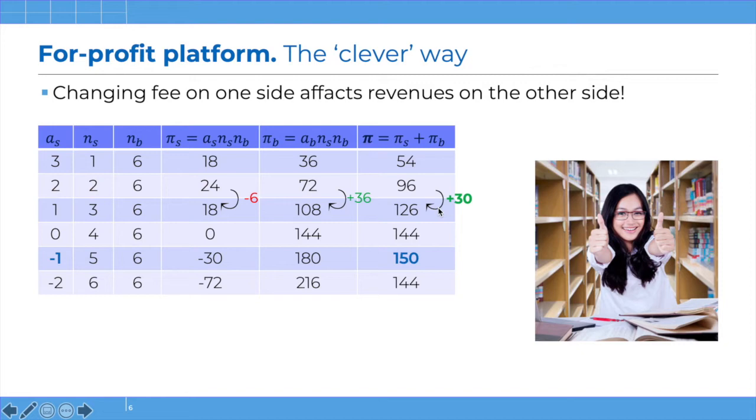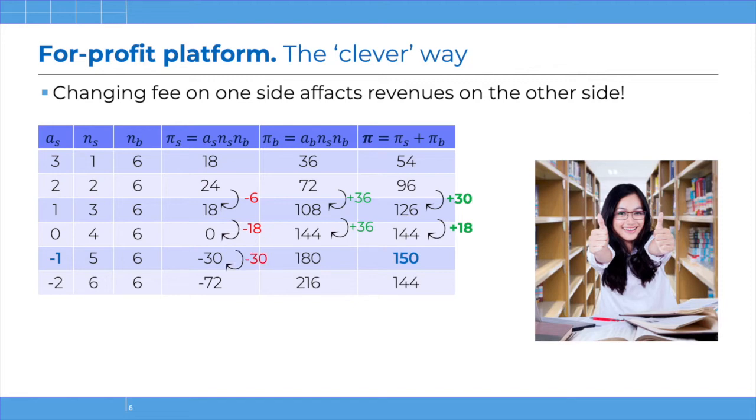That already illustrates the idea that you may want to lower your profit on one side so as to increase it on the other side. And if you can increase more than you've reduced, you increase the total profit. Can we do even better than that? Well, if you reduce the price to 0 on the seller side, you reduce even more the profit on the seller side, but you still increase more than proportionately the profit on the buyer side, which again improves the total profit.